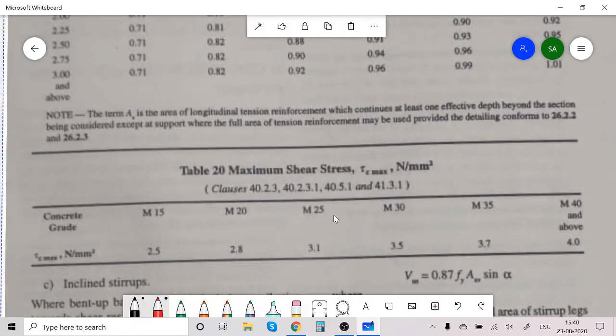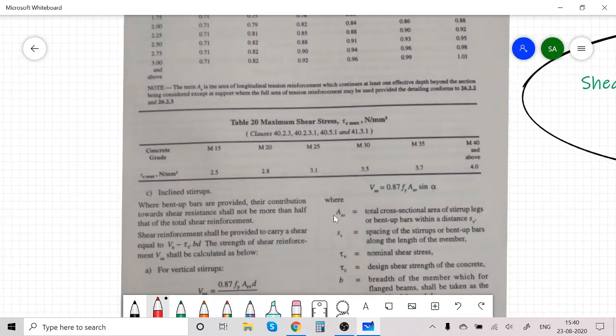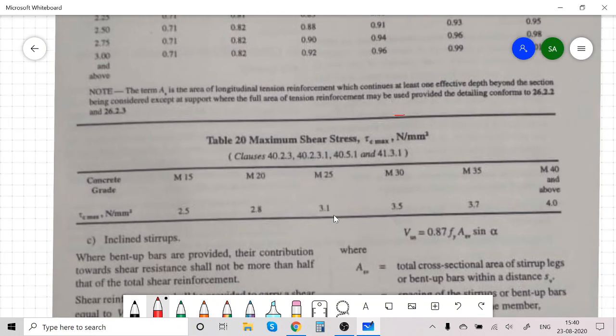In this Table number 20, you can see the grade of concrete M15, M20, M25, M30 and M35, M40 and above. Correspondingly, tau c max values in Newton per mm square are given. For M15 it is 2.5, for M20 it is 2.8, for M25 it is 3.1 and so on.